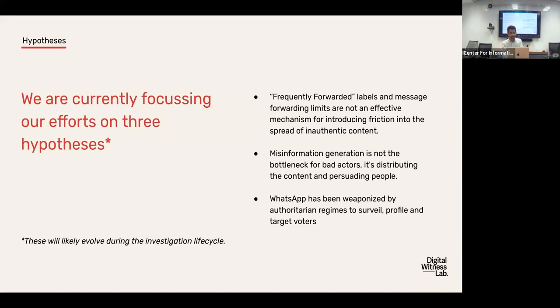The second hypothesis I basically got from this really great newsletter I recommend you all read, the AI Snake Oil. Have you heard of it? I think it's an important one. It really speaks to the point that misinformation generation is not really the bottleneck, it's the distribution.